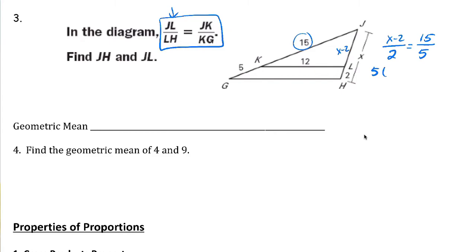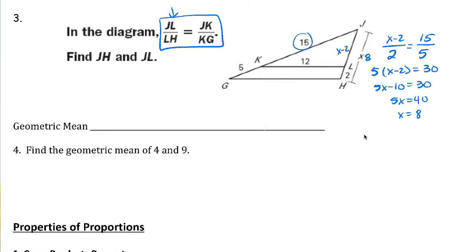We're going to cross multiply. Anytime you have a proportion, we're going to be solving by cross multiplication. I'm going to distribute that 5, and I'm going to continue solving by adding 10 and dividing by 5, and I get the value for x. Remember that x is all the way from J to H.